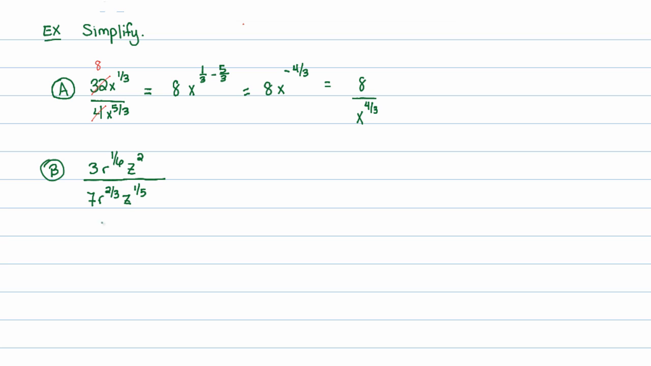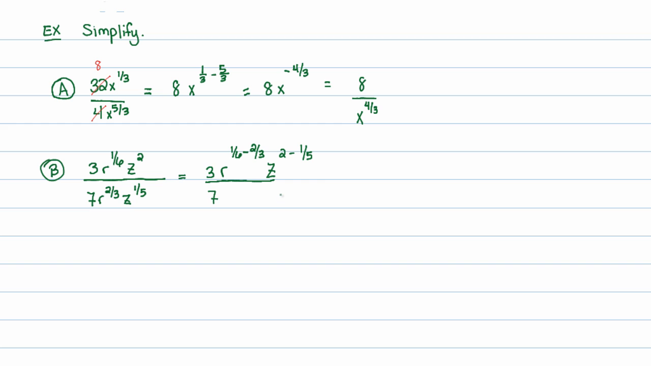In this next example, it's a little more complicated. Not so much more, but just a little. First, I'm going to look upstairs in the numerator and see if anything will combine or simplify, and it doesn't. Then I'll look in the denominator and ask the same question, and again, in the denominator, nothing cleans up. So now I look between the numerator and the denominator. Well, 3 and 7 don't cancel, so I'm going to rewrite those. They're just kind of stuck. And then they both have r's, so I'm going to have r to the 1/6 minus 2/3. And they both have z's, so I'll have a z to the 2 minus 1/5. Remember, that's using the law of exponents that we talked about.